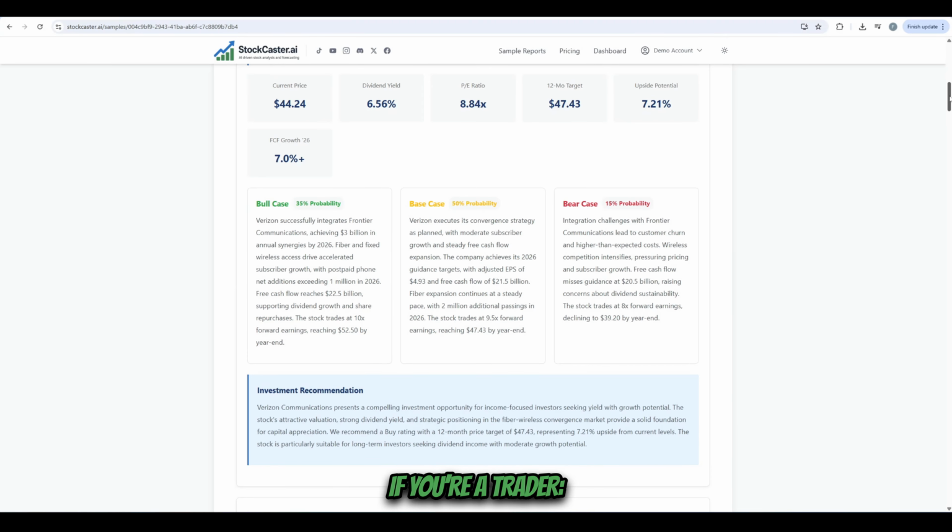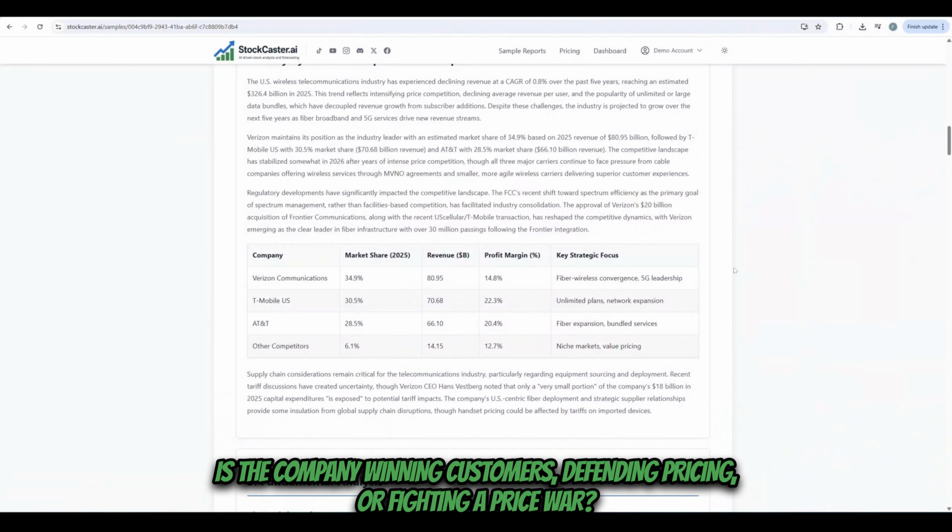Section 2. This is the environment check. Verizon is a high dividend, higher debt type of stock, so interest rates matter. The report explains the Fed backdrop and why rates can affect both Verizon's debt costs and how attractive its dividend looks versus bonds. Then it zooms out to the industry, revenue trends, competition, and who has share. This report lists Verizon as the revenue share leader, with T-Mobile and AT&T close behind. This helps you understand: is the company winning customers, defending pricing, or fighting a price war?